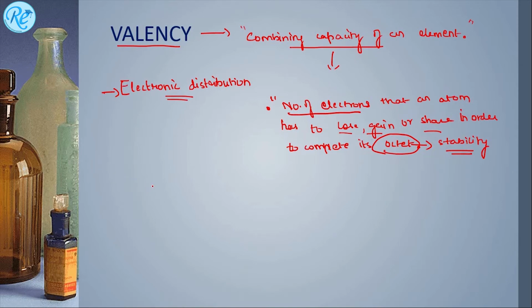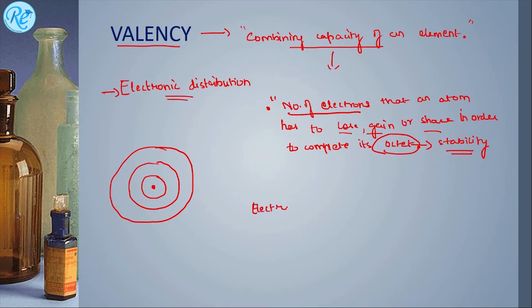As I said, in the center there are protons and around it we have shells in which electrons are distributed. One thing that you need to know is electron distribution. Electron distribution where? In the shells. The innermost shell that we call the K shell can have a maximum of 2 electrons.